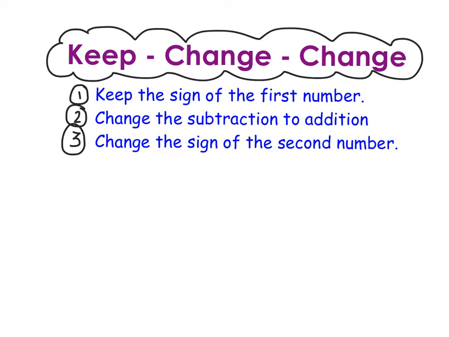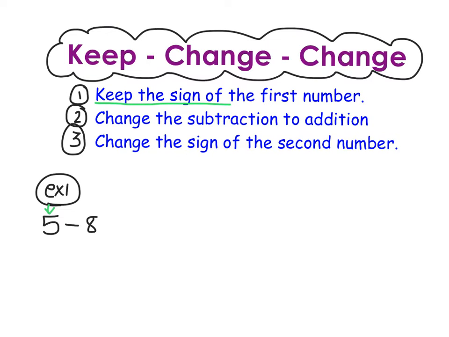The first part of keep, change, change is you're going to have two numbers being subtracted. For example, we'll do example 1 down here. Say we had 5 minus 8. When we use keep, change, change, we're going to keep the sign of the first number. So we look at this first number, which happens to be 5, and we keep that number the same.